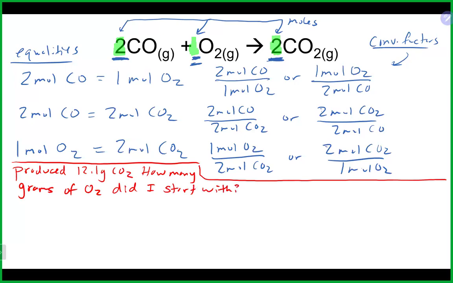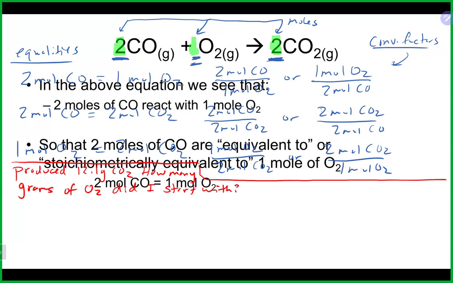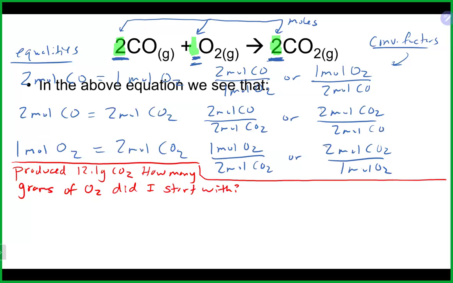Okay. So we're going to do this, and I think I'll do it up here so it'll be a little bit higher here. So we did, wait, 12.1, right? So we got 12.1 grams of CO2 produced. And we want to know how many grams of O2 did we start with. All right.